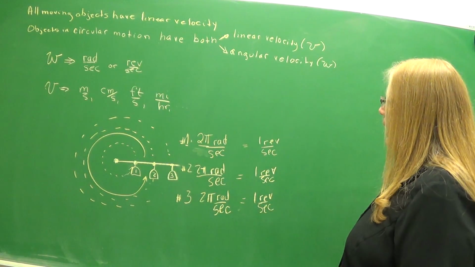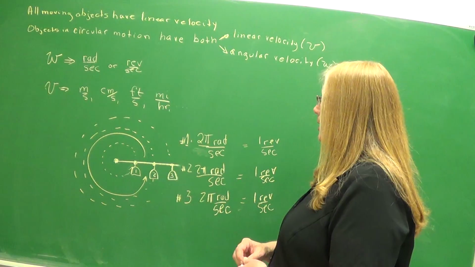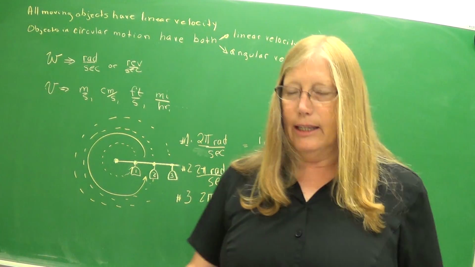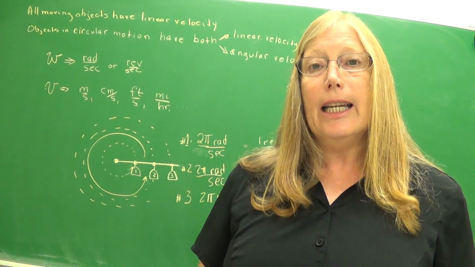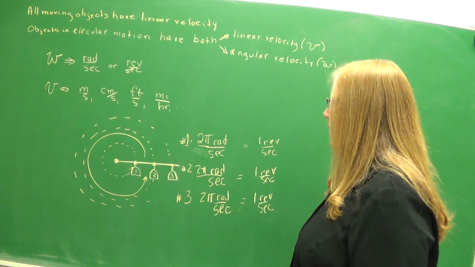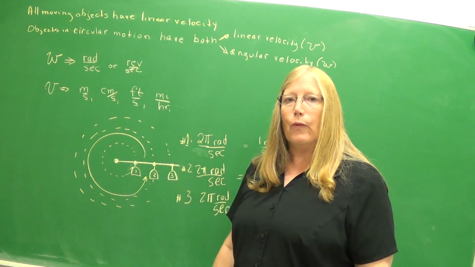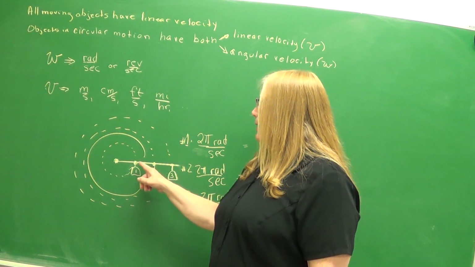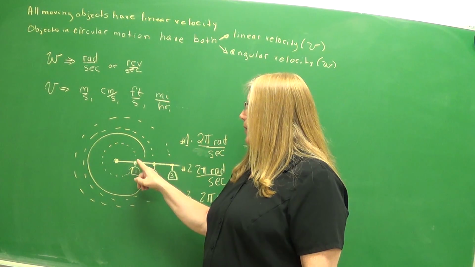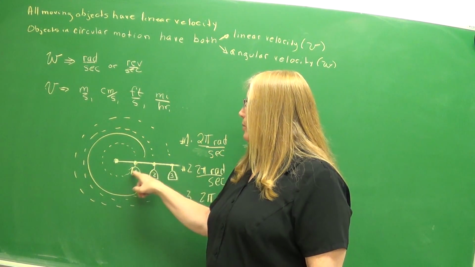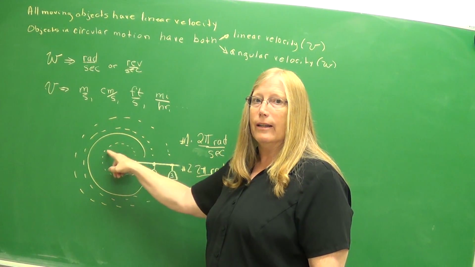So let's look at this in a different way. Let's look at the value of the linear velocity for object number 1, or at least just discuss it. I'll save the calculations for an example. But look at object number 1. Suppose you were sitting and riding on object number 1. You're going to go around this far in 1 second.